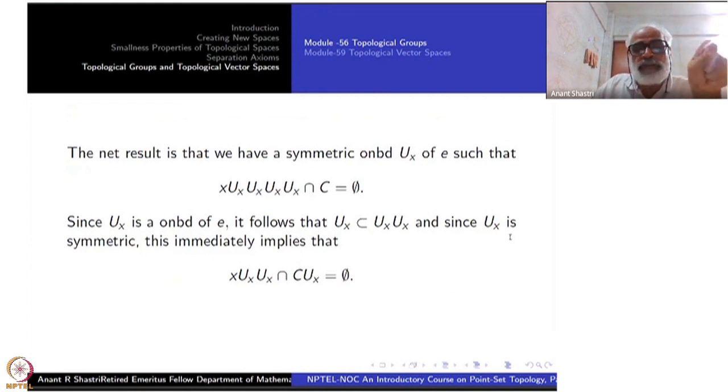And since Ux is symmetric, this immediately implies that Ux intersection C of Ux is empty. Now one Ux on this side, I am translating it to the other side. When you translate, you have to write Ux inverse, but you don't have to write Ux inverse because Ux is symmetric. Out of the three, you can translate one to the other side, combine two of them, and just take one of them. So x Ux intersection with C of Ux is empty.